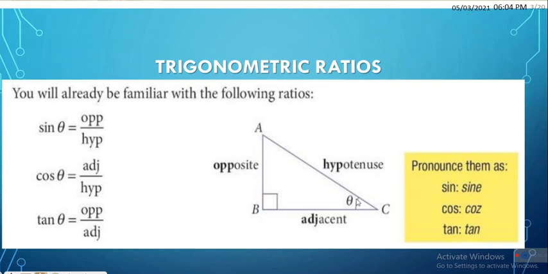The side facing angle theta, wherever you position theta, is called the opposite, and the side beside angle theta is called the adjacent. Okay, so the sine is pronounced as sine, and cos, which is the short form of cosine, is cos, and tan, which is the short form of tangent, is tan. So these are the pronunciations, guys. But before we continue, let us define trigonometry.